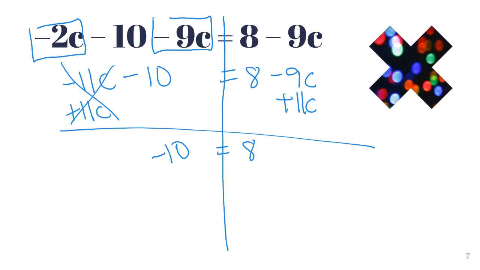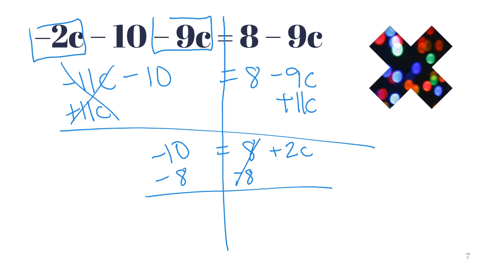Now I have negative 9c plus 11c. What is negative 9 plus 11? 2. Positive 2, right? So I have 8 plus 2c. Now I need to get rid of the 8. That 8, is it positive or negative right now? It's positive. So the opposite operation is going to be to subtract. So I subtract 8 on both sides.